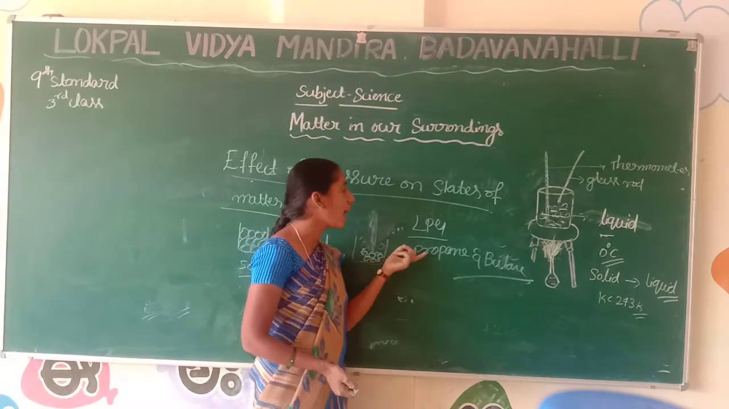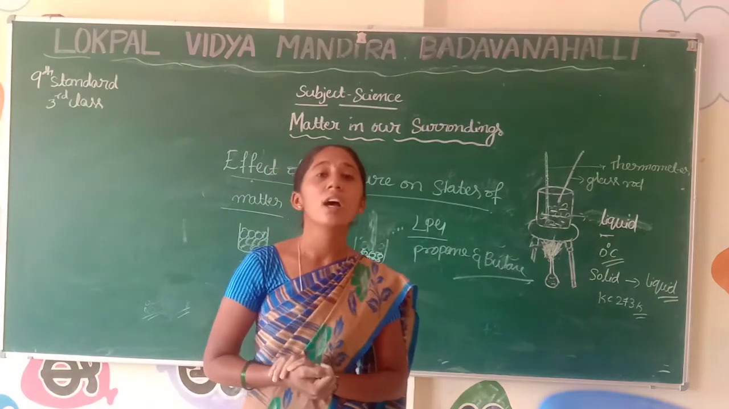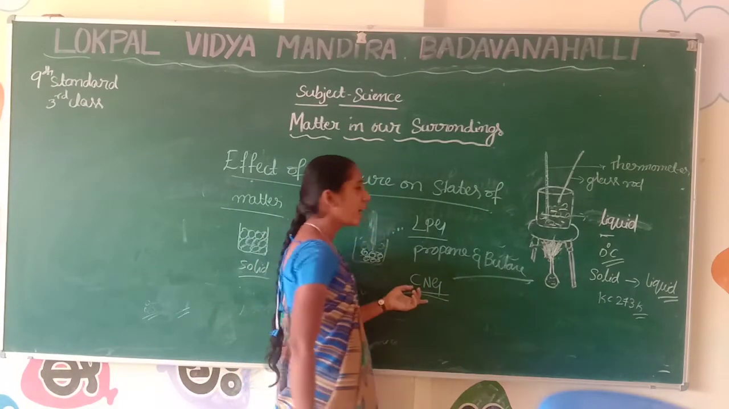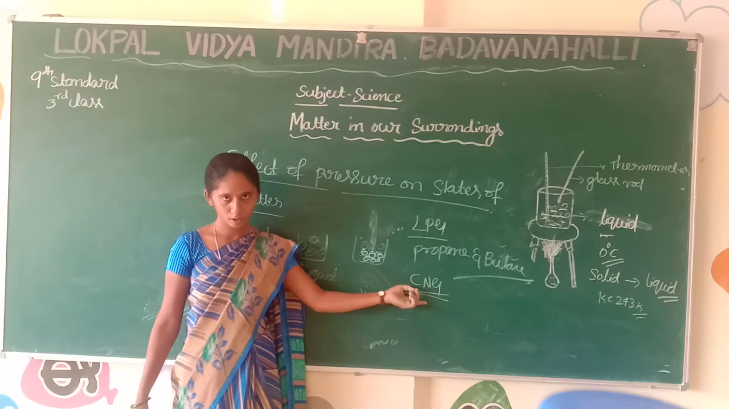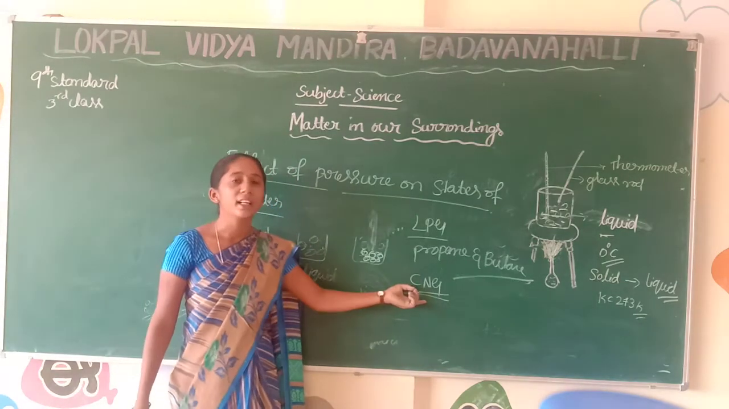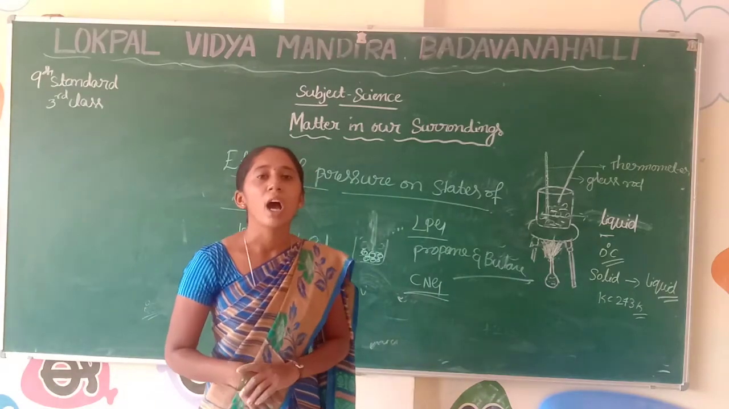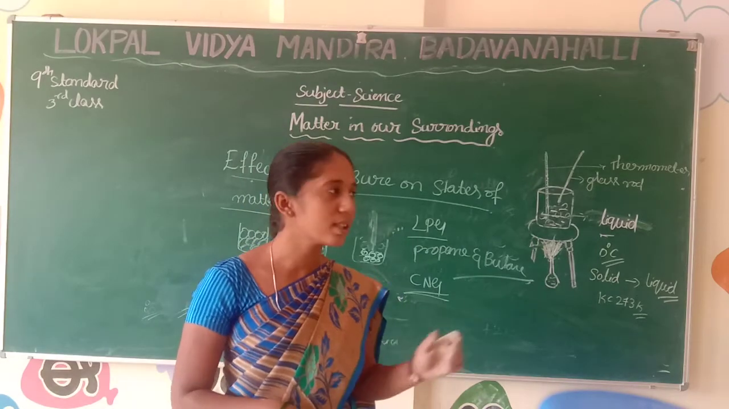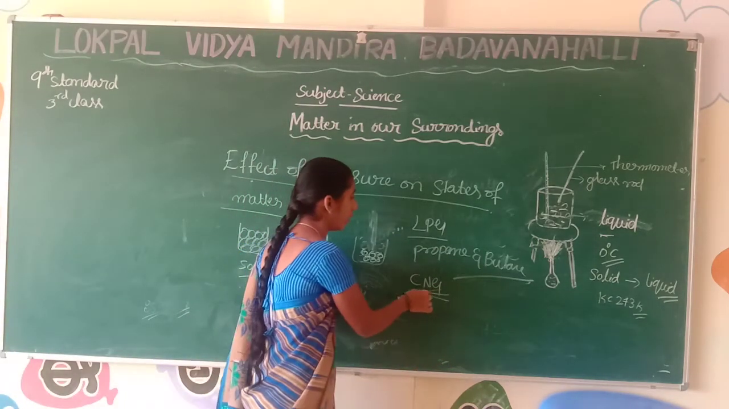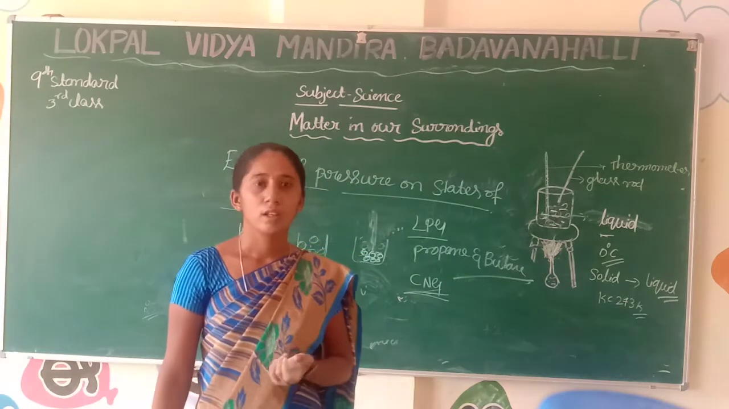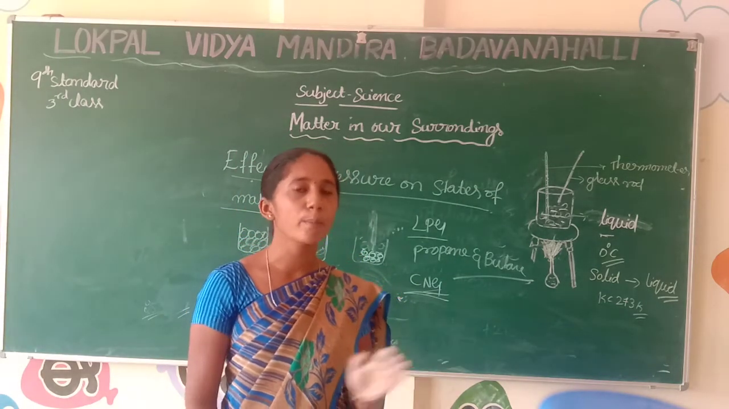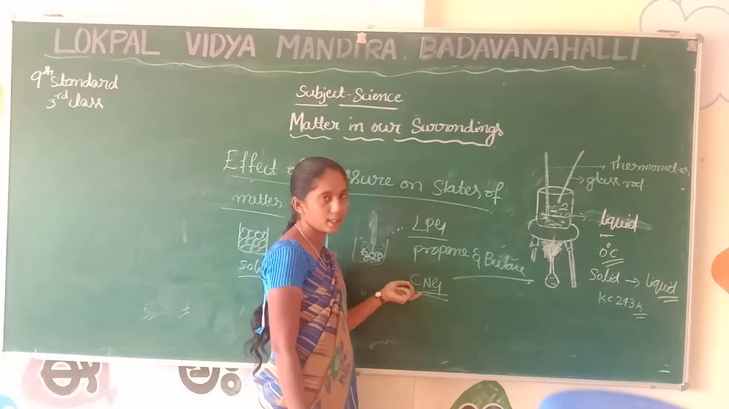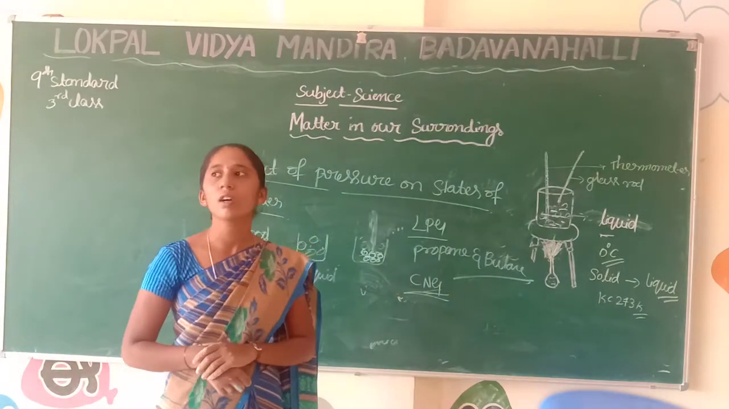These gases are compressed and converted into liquid form. And also CNG, compressed natural gas. Here also the gaseous form of the fossil fuel is converted into liquid form and filled in the CNG, compressed natural gas. Okay students, this is used in the vehicles. This compressed natural gas is used for the moving of the vehicles.